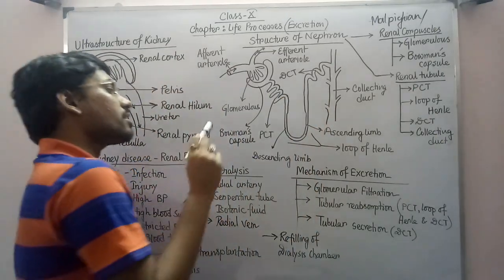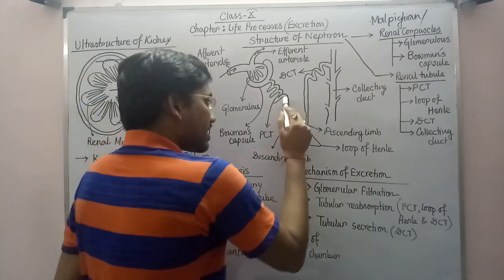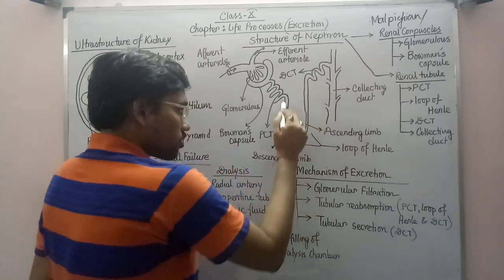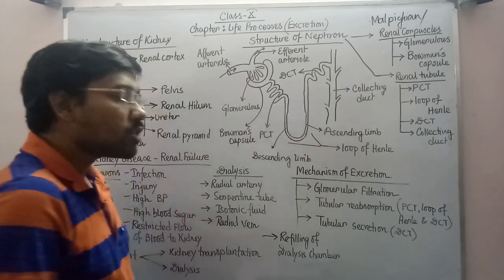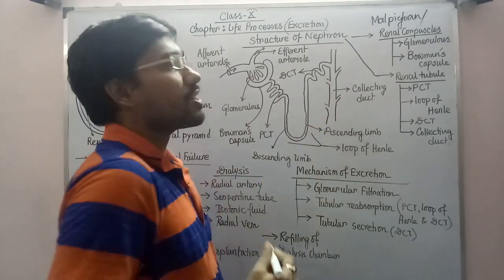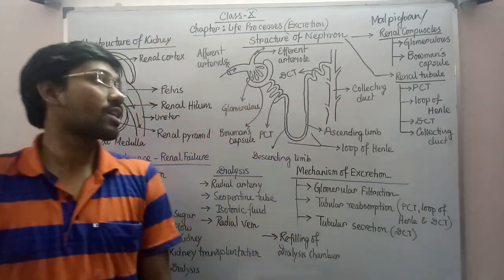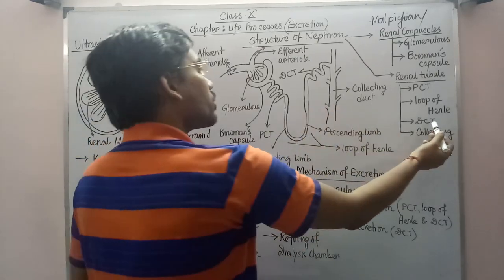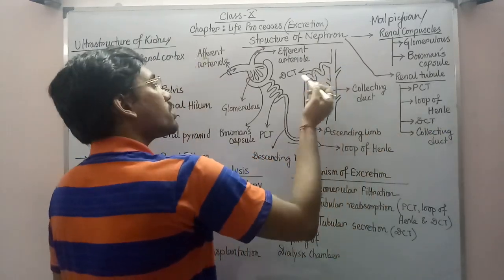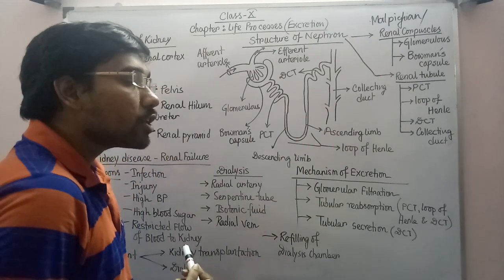Keep it in your mind, in this loop of Henle there are two limbs. One is the descending limb, another one is the ascending limb. This one is coming down, that's why it is the descending limb of the loop of Henle, and this is moving up, that's why it is the ascending limb of the loop of Henle. After that, the next specific tubular portion, another coiled portion, is the DCT, distal convoluted tubule.